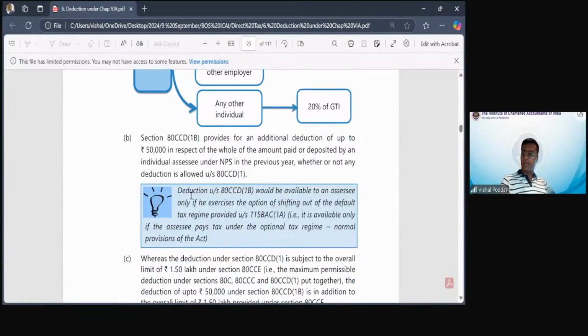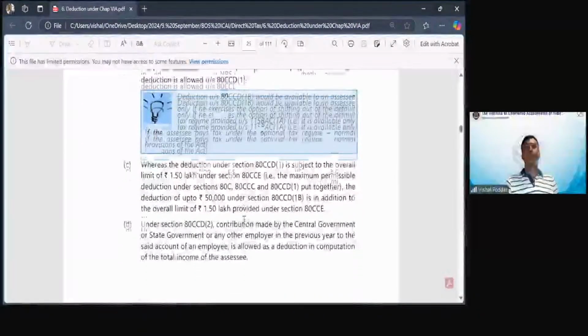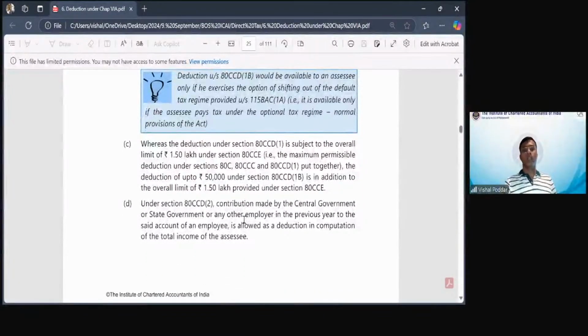Again, what is the point? The deduction under 1B would be available to an assessee only if he exercises the option of opting out. That is, you are in the old scheme. So the new scheme is not giving benefit for any type of own contribution. Then this is the point where it says that firstly, you fit in the common limit of 150. You utilize that common limit of 150 along with the other two sections. Thereafter, you can go to the separate limit of 50,000.